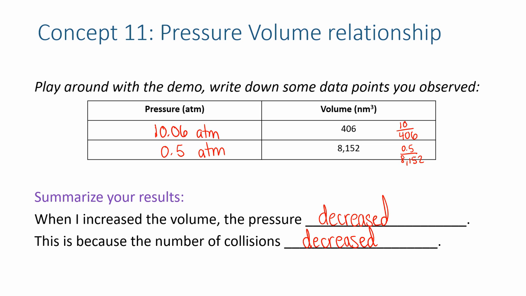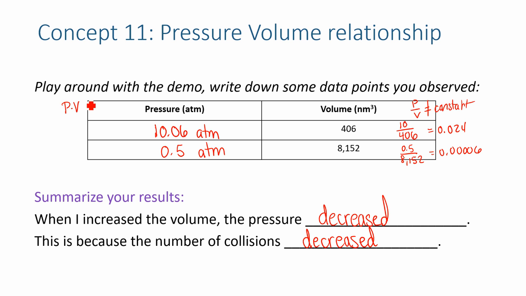So 10 divided by 406 is 0.024. 0.5 divided by 8152 is a lot smaller, 0.00006. Okay, so that's definitely not equal to each other. So pressure divided by volume does not seem to be constant.